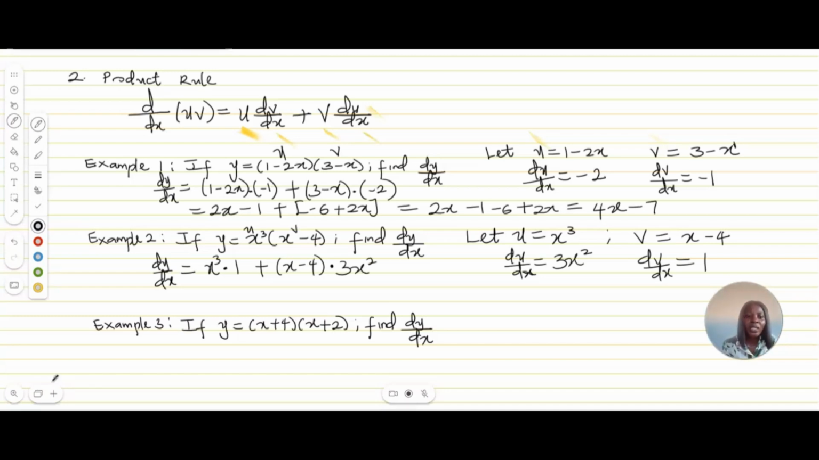So if I simplify this now, this becomes x to the power of 3. If I multiply this by this, it becomes plus 3x to the power of 3 minus 12x to the power of 2. So my answer now is simply, if this comes together, 4x to the power of 3, then minus 12x squared. And that's that. Now, the last question here, let me give you about 1 minute to try.